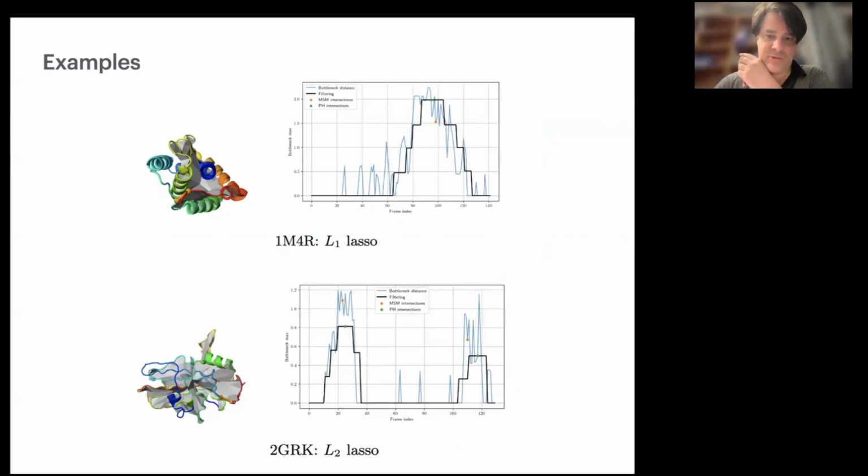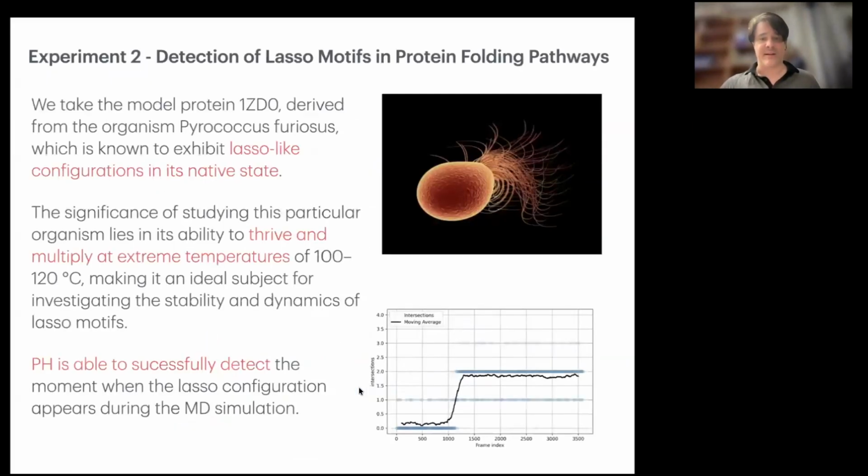Here are just two examples of these diagrams. Of course, the blue line is the bottleneck distances that we measured, but then we use a bit of smoothing and filtering just to make it nicer. We can see that here there's an obvious piercing, just this big cone where the distance changes. Here we have two piercings, and our method is able to nicely detect them.